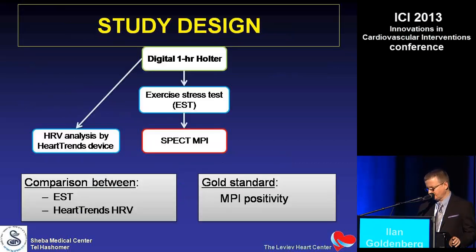The design of the study was as follows. All patients underwent 1-hour digital Holter recording together with exercise stress testing and myocardial perfusion imaging, and following that, heart rate variability analysis was assessed using the HeartTrend device. Following completion of those tests, a comparison was made between the sensitivity of conventional exercise stress testing and the sensitivity of the novel HeartTrend heart rate variability algorithm for the detection of myocardial ischemia, using a positive MPI, myocardial perfusion imaging, as the endpoint.